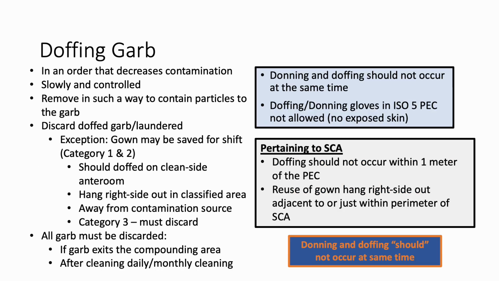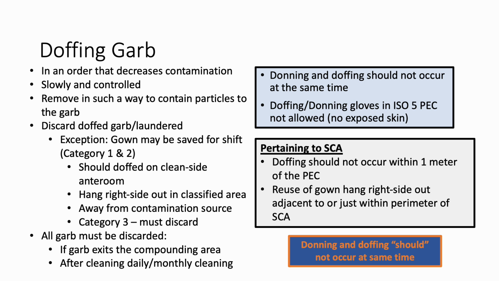Doffing garb is a very important process and needs to be outlined in your SOPs. We need to remember that doffing is important because our garb contains microbes and skin particles that we're trying to keep from the environment. So we want to doff in a slow and controlled manner, usually removing garb right side out. We want to slowly roll it into a ball and then slowly discard it inside of a waste receptacle. Remember, when we doff garb, it all must be discarded. We cannot reuse it. The only exception is for the gown.